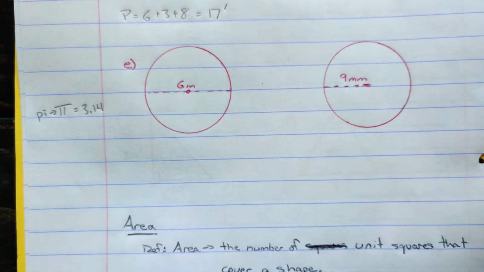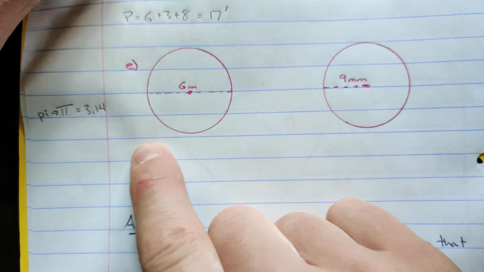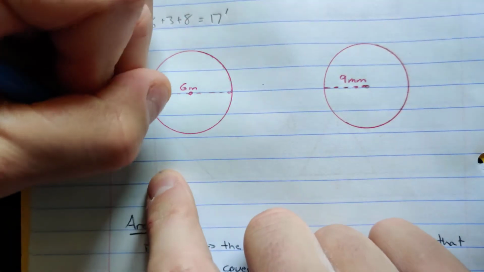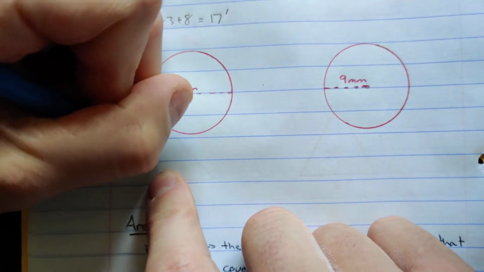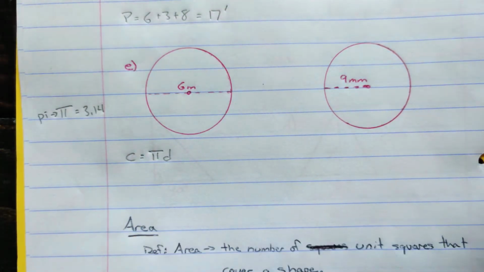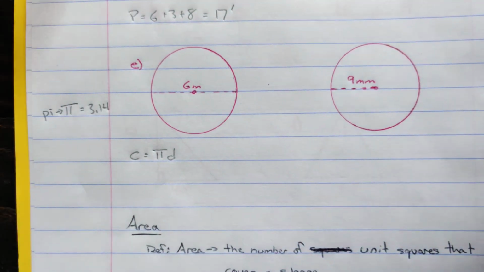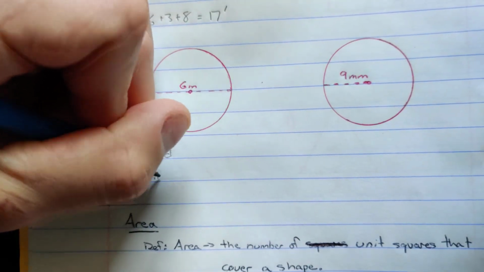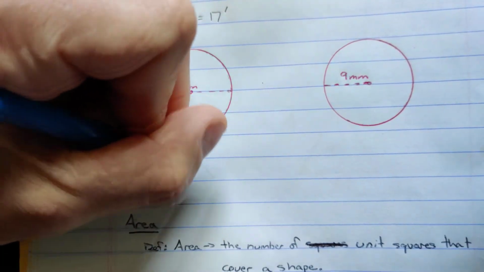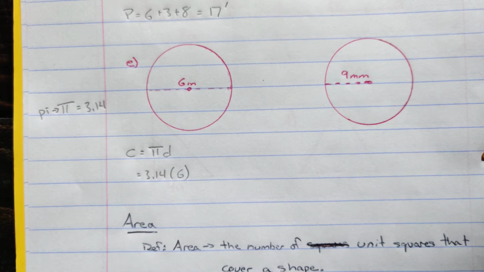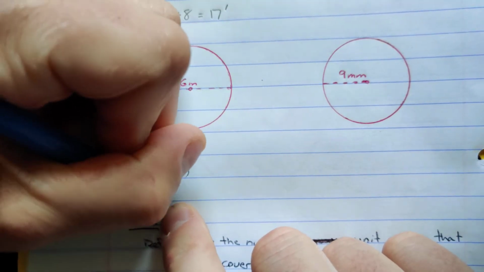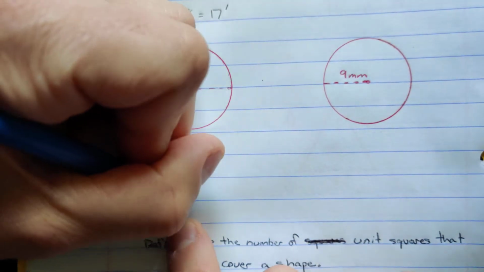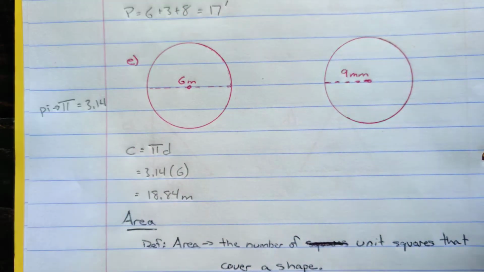So in the case of a circle, the perimeter of a circle, known as the circumference, can be found with the formula pi times the diameter. And remember, the diameter is the distance across a circle. So it's just 3.14 times 6 in this case. 3.14 times 6 is 18.84. 18.84 meters in this case.